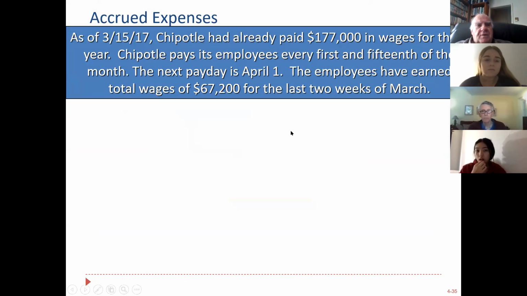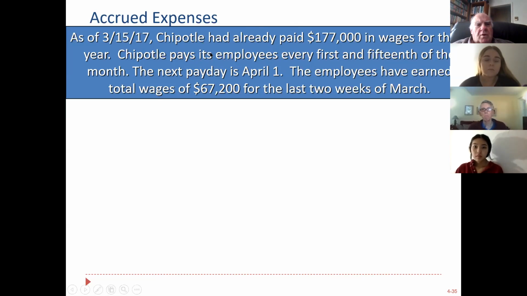As of 3/15/17, in other words, we're in the middle of the month, Chipotle had already paid $177,000 in wages for the month. Okay, so that's done already. That's the current expense. But now people worked from the 16th of the month to the end of the month. Chipotle pays every 1st and 15th.